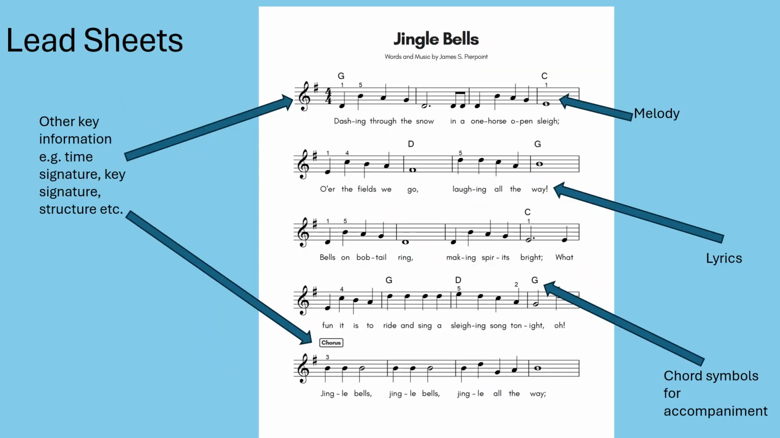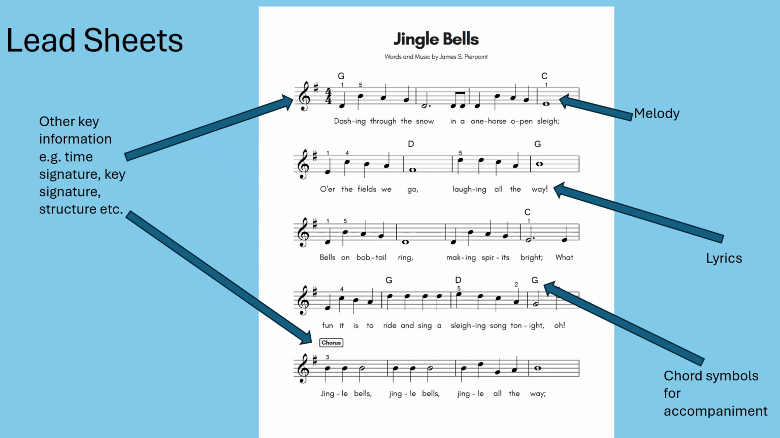Finally, I'm going to explain lead sheets. A lead sheet is a simplified form of notation that shows only the melody, the lyrics, if the piece has them, and the chord symbols for a piece or song. The melody is usually written in traditional notation.